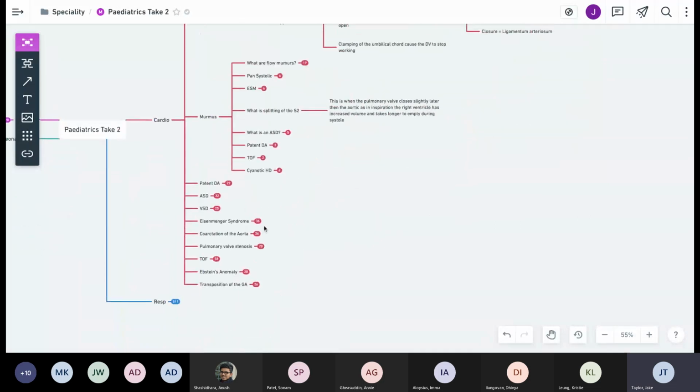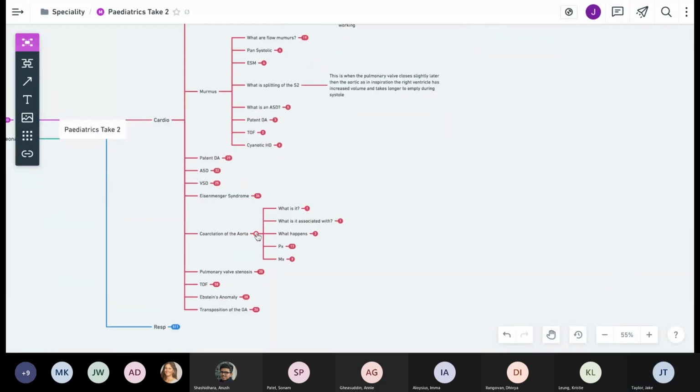No. Okay. So, coarctation of the aorta. Let's talk this through. So, what is it? What is coarctation of the aorta? Good. So, narrowing of the descending aorta. I think that's pretty fair. Yeah. Congenital narrowing of the aortic arch around the ductus arteriosus. Okay. So, when I say preductal and postductal oxygen saturations, what am I talking about?